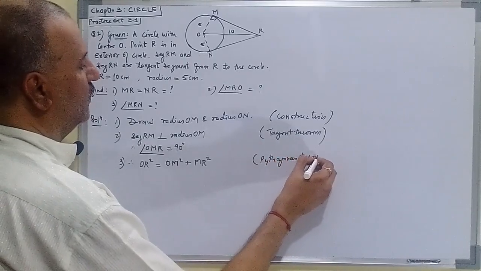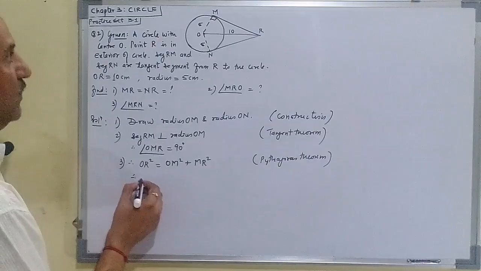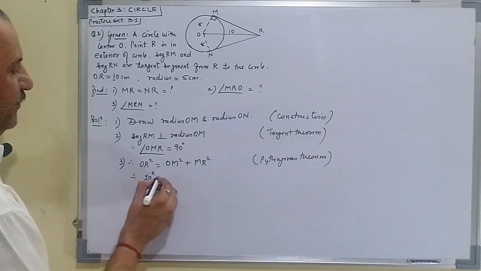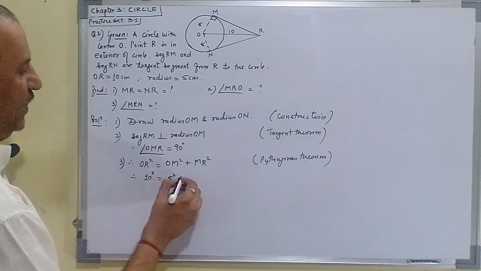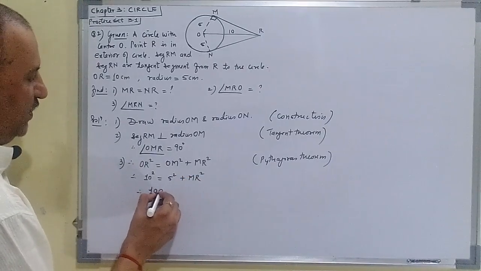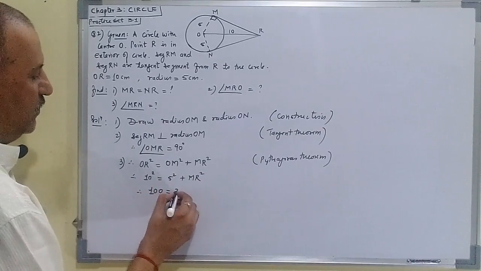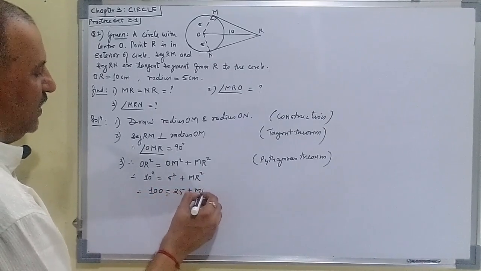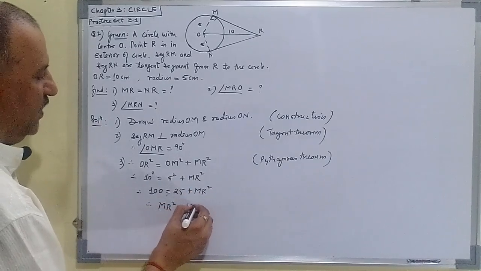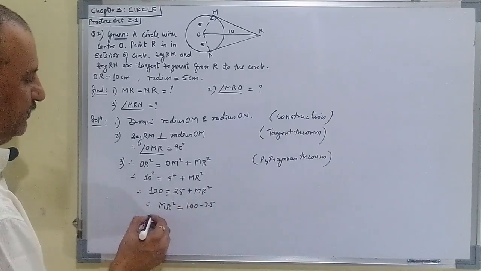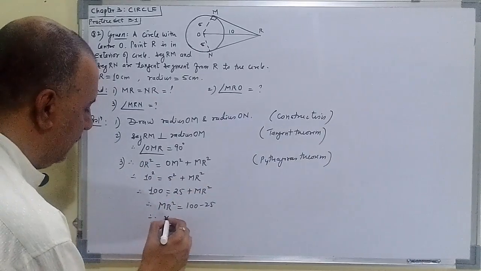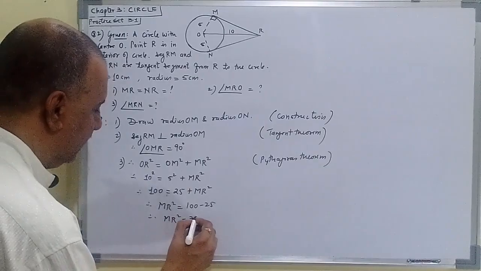Pythagoras theorem. What is OR? 10 square equal to 5 square plus MR square. 10 square is how much? 100. Equal to 5 square, 25, plus MR square. So what will be MR square? It will be 100 minus 25. Therefore MR square will be 75.